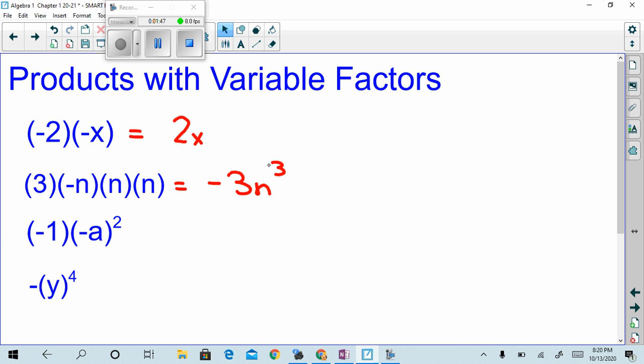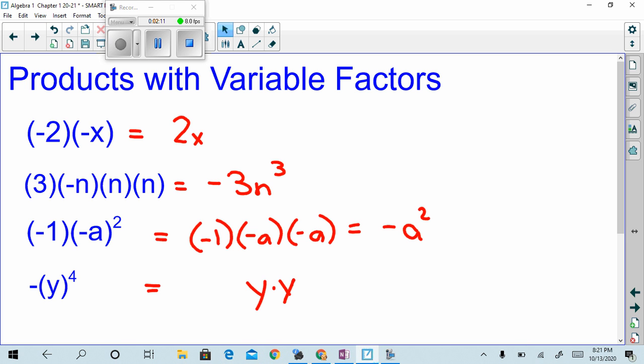All right, in my next one, let's be careful with this one. It's telling me to take that negative a and square it, which means I'm multiplying it by itself. Signs are critical in a situation like this. There are 3 negative factors, so I'll have a negative a squared. This last one has parentheses, which says I'm multiplying y times itself 4 times. And I'm also multiplying by a negative 1. So that tells me that my product is going to be a negative y to the 4th.